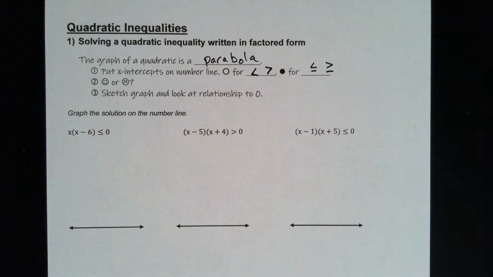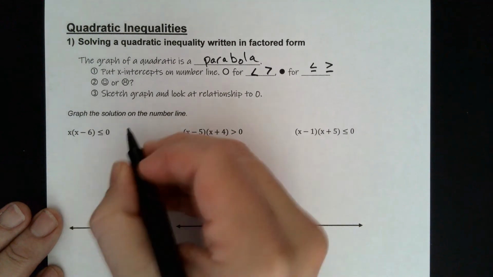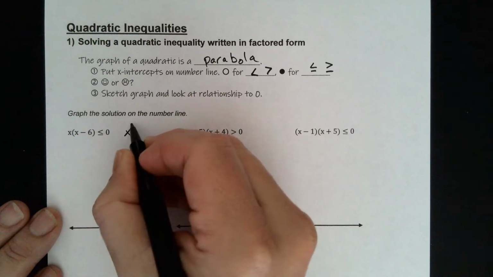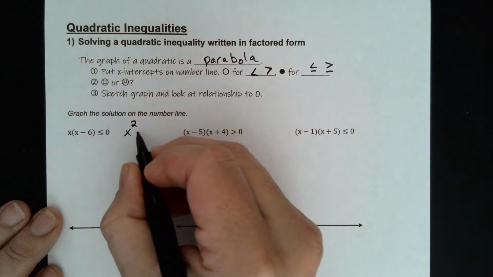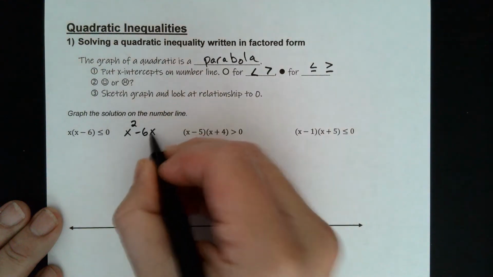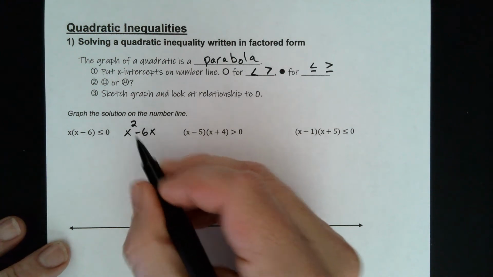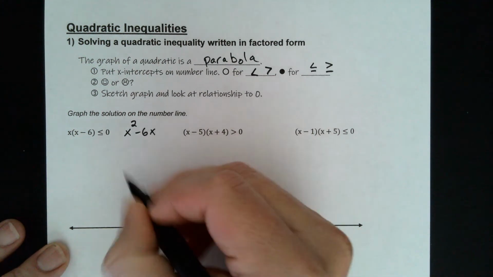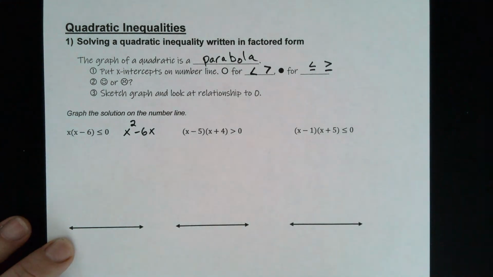Let's look at the first one. It's x times x minus 6 is less than or equal to 0. To understand what this graph looks like, we can distribute that, and it would be x squared minus 6x. This is the function we're looking at, and we know it's a parabola. It's opening upward because the number in front of the x squared is positive. So we know the shape of the graph.